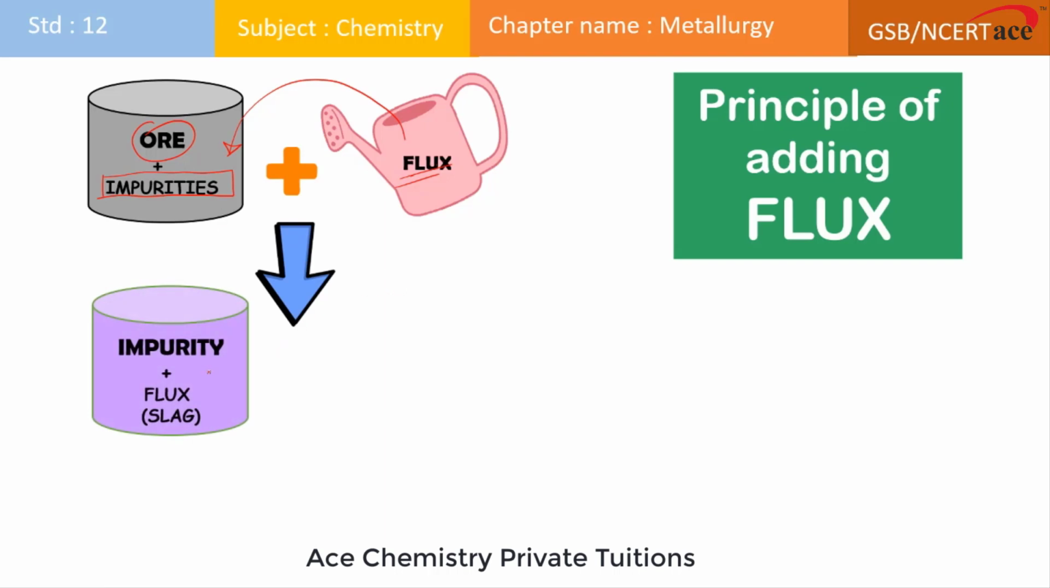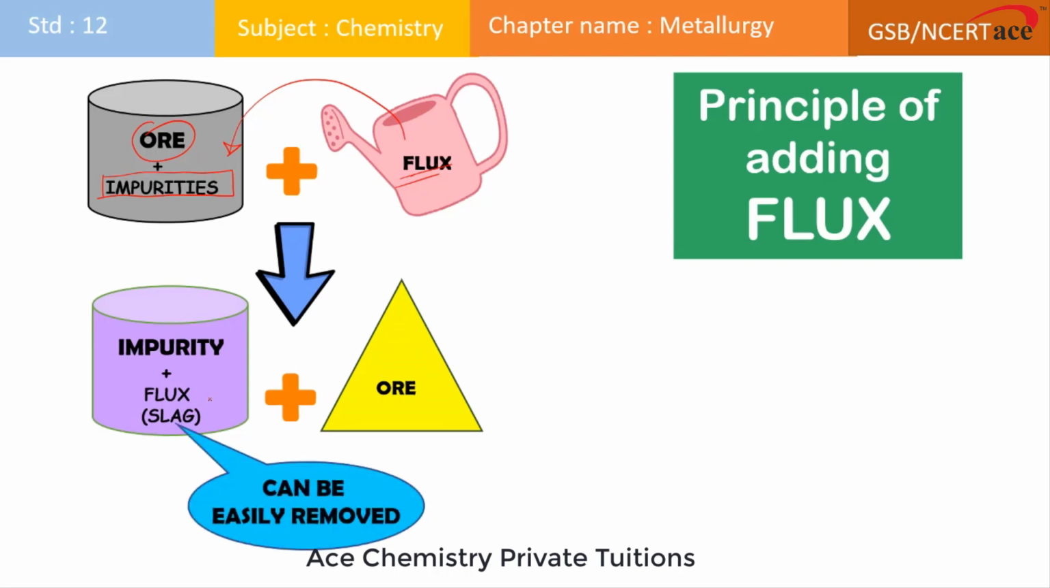It's a type of chemical reaction. When we say it's an easily fusible mass, it means its melting point is very low, and that's why even by low heating we can easily remove it. So the slag can be removed and the residual part left is what? Ore. This slag can be easily removed because its melting point is very low.